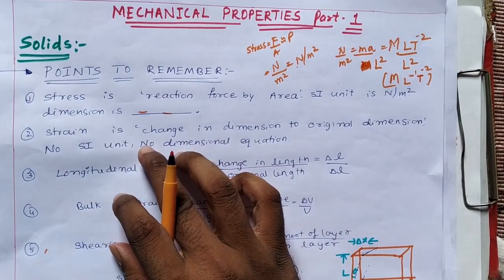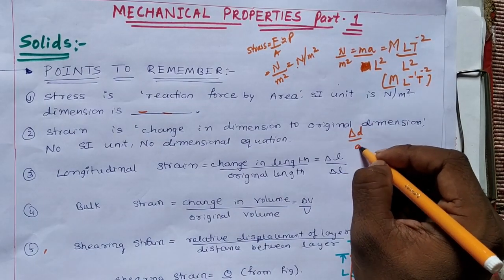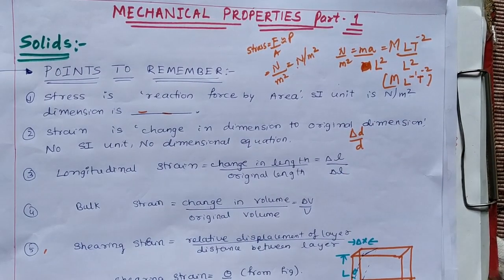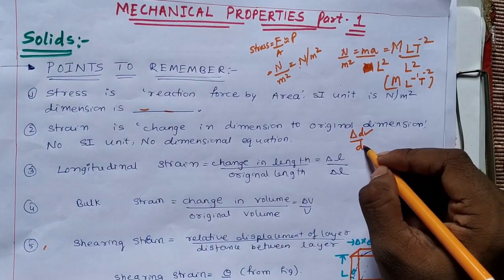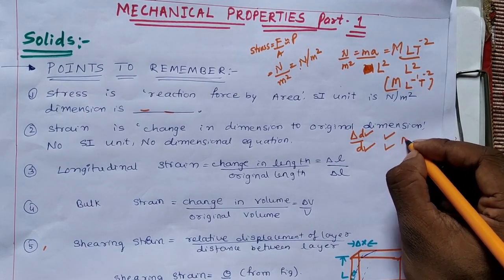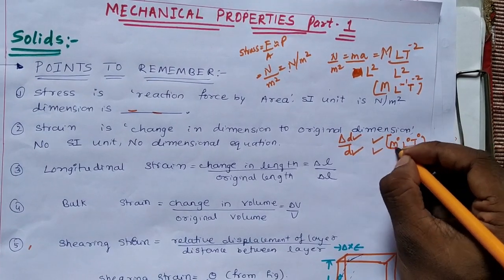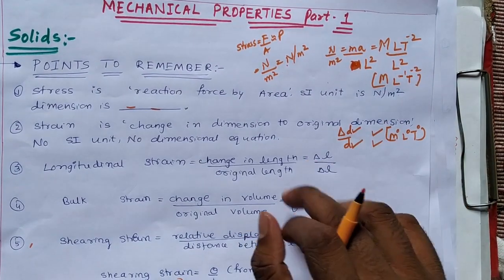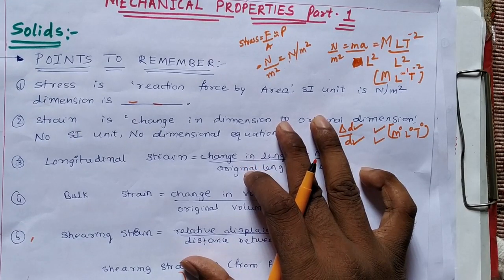Next, strain is nothing but change in dimension to the original dimension. So strain is having no SI unit, because the units get cancelled. In the similar way, it is not having any dimension. If you write the dimension of the strain, you will get it as M0 L0 T0, because it is change in dimension by original dimension. Its dimensional equation is M0 L0 T0, or SI unit is nil.